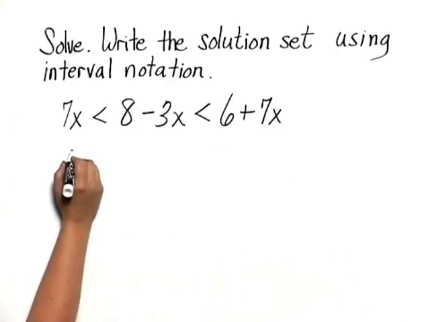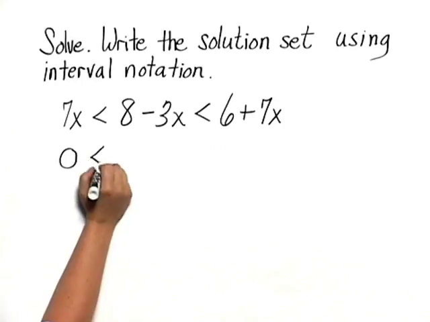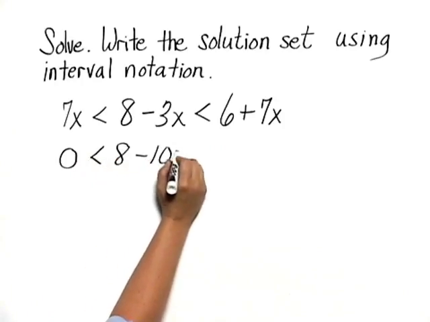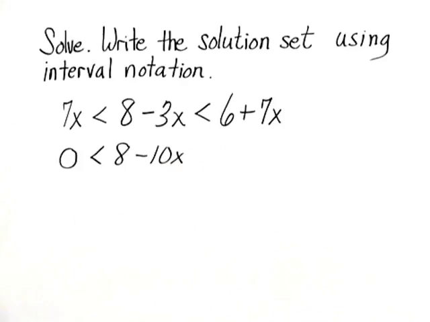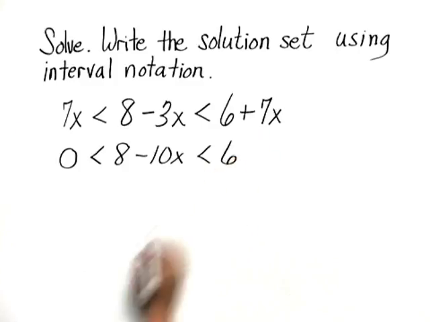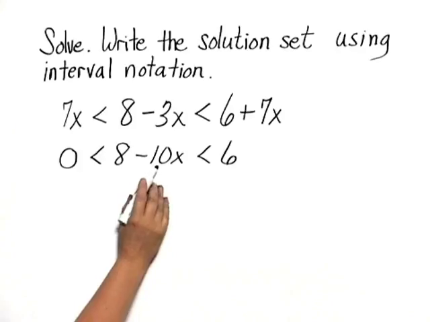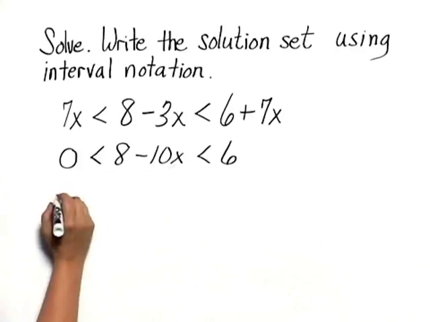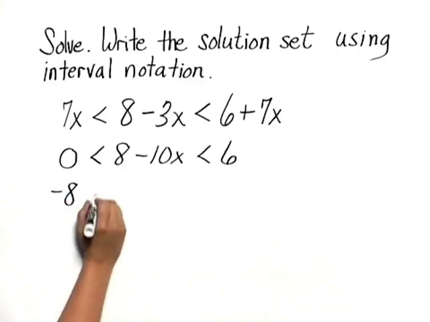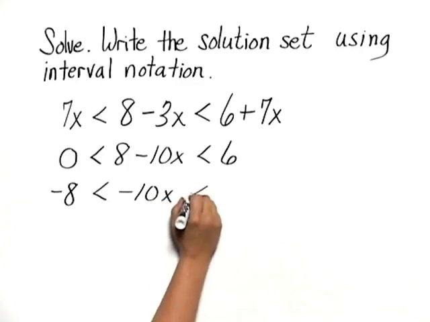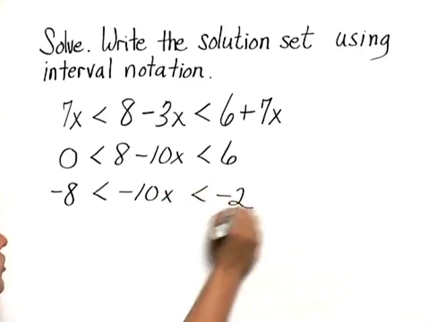Let's do that. That would be 0 is less than 8 minus 10x, having subtracted 7x from negative 3x, and that's less than 6, subtracting 7x here. Now I'd like to have the x term in the middle, so I'm going to subtract 8 from all three sections. That gives me negative 8 is less than negative 10x, and that is less than negative 2.